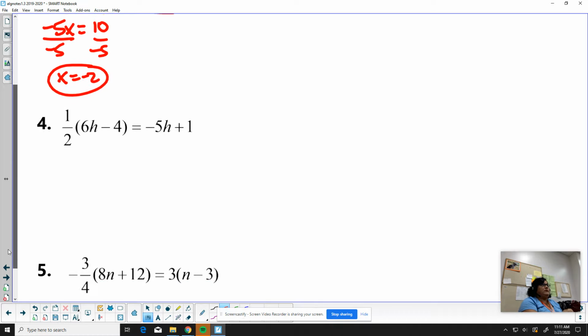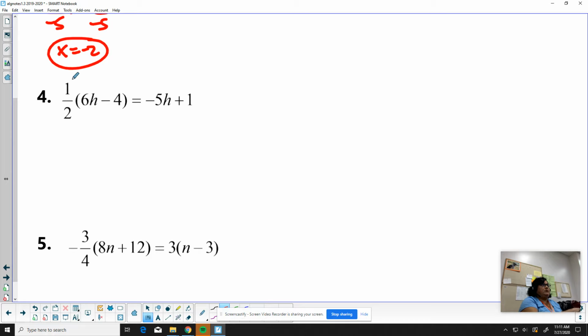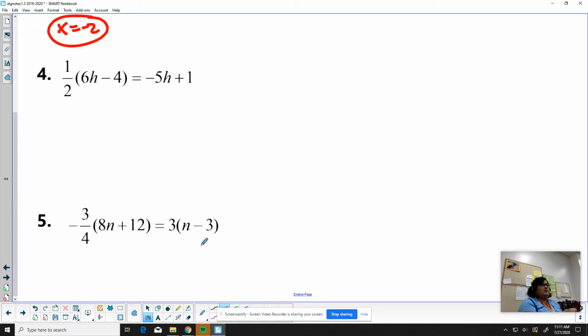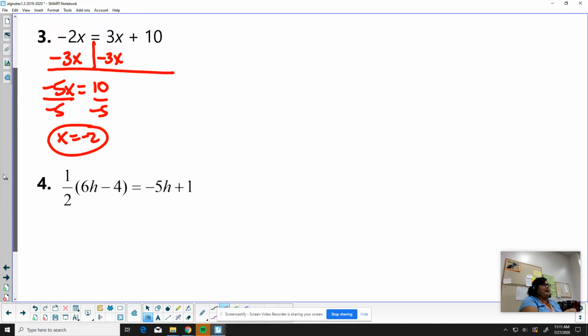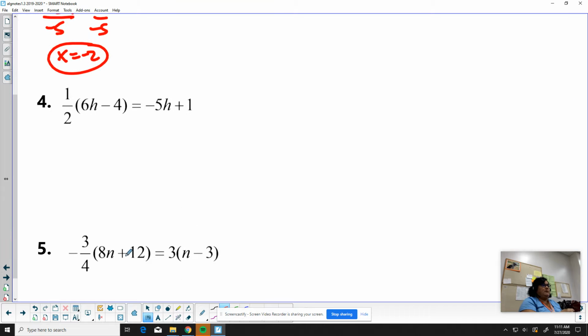Number 4 is very similar to what we did on number 3. You're going to distribute and then move. Number 5 is also very similar to number 3. Actually, let's go back and do number 5 since it's our last one.